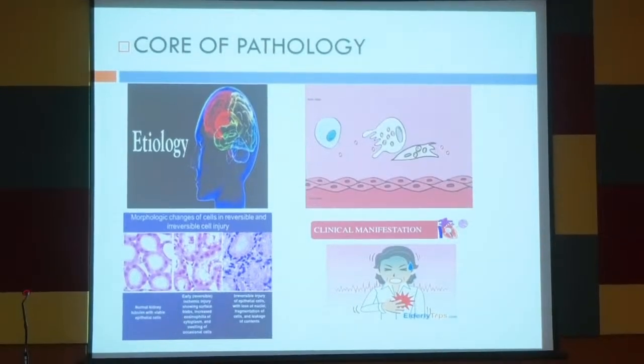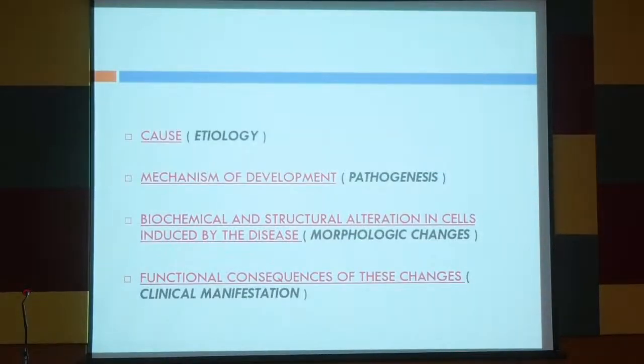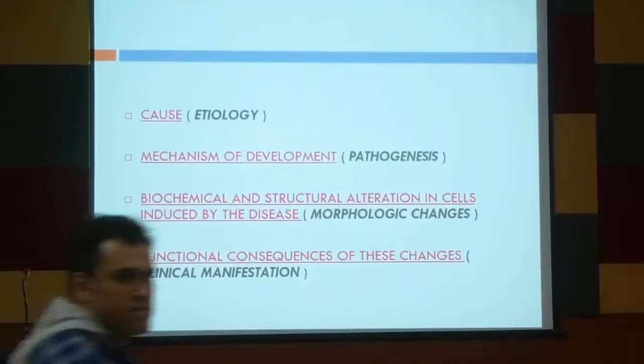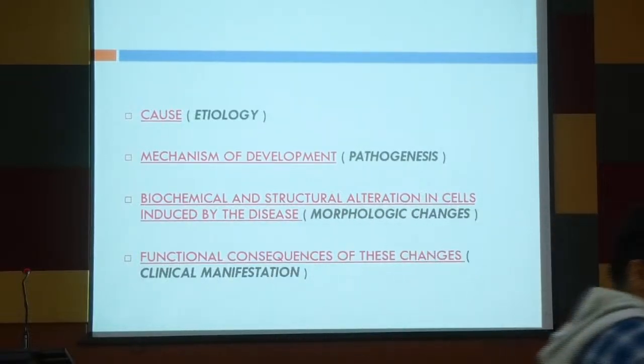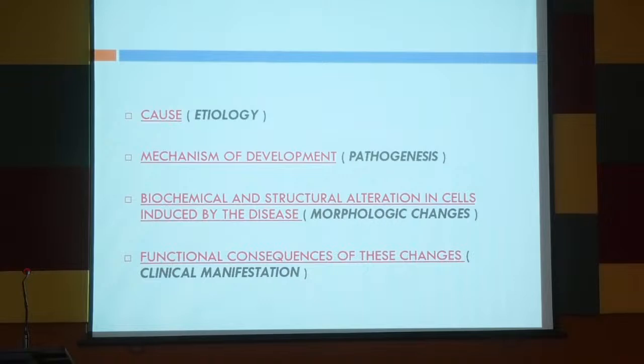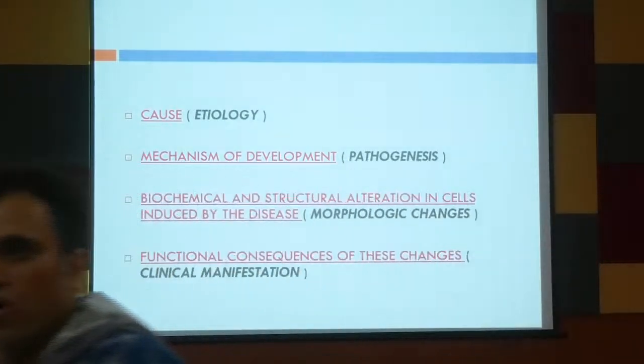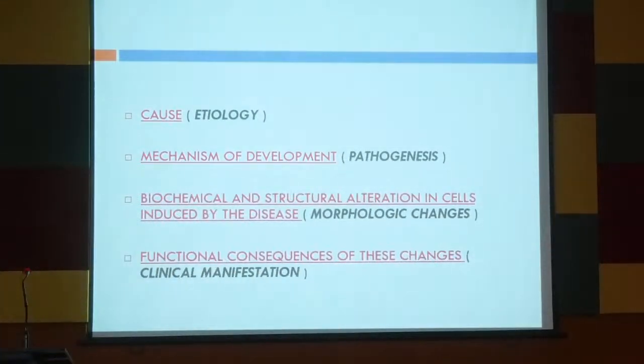So the core of pathology is formed of 4 things. Etiology, what is the cause? If you look back into history, when people did not know about the causes of diseases, people used to say it is because the diseased person has done some kind of sin or crime, and that's why God has convicted him with all these problems. But no, that is not the reason.